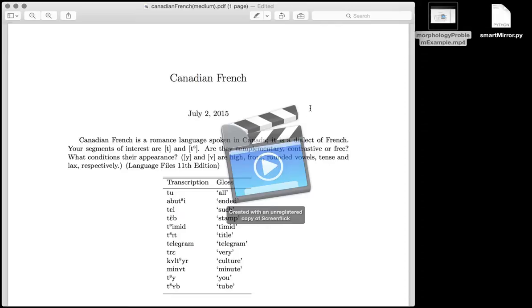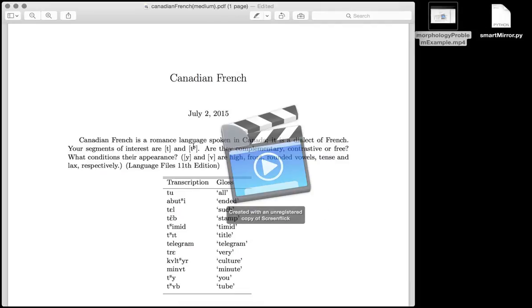Again, just like in the morphology problems, it begins with the name of the language that we're looking at, and then a brief description. I'll just quickly read through the brief description here, and I'll give you some hints on how to find some important information within them. It says that Canadian French is a Romance language spoken in Canada. It is a dialect of French, and that our segments of interest are ta and cha.